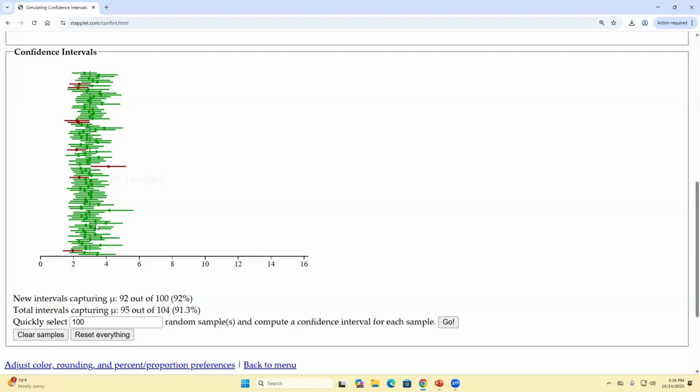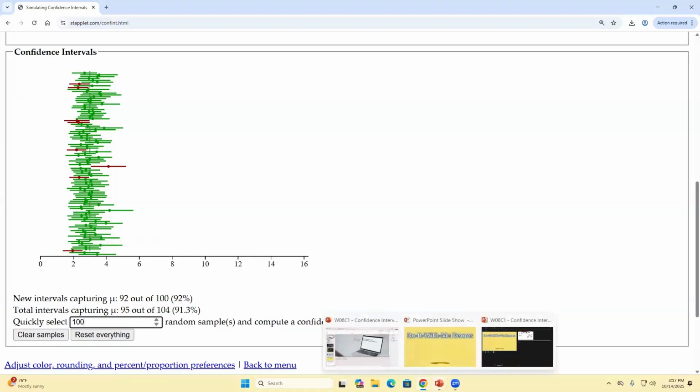All right, so these are the 100 confidence intervals that were just generated, and we can count up how many we missed. We missed 1, 2, 3, 4, 5, 6, 7, 8. So we actually missed 8. So 92 out of the 100 times we correctly estimated the population mean, and 8 out of the 100 times we incorrectly estimated it. That was for a 95% confidence interval, and as you can see, we got pretty close to 95%.